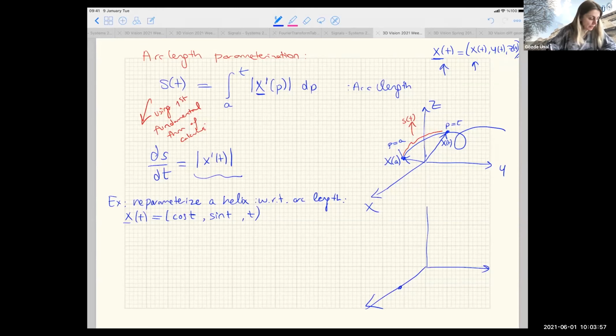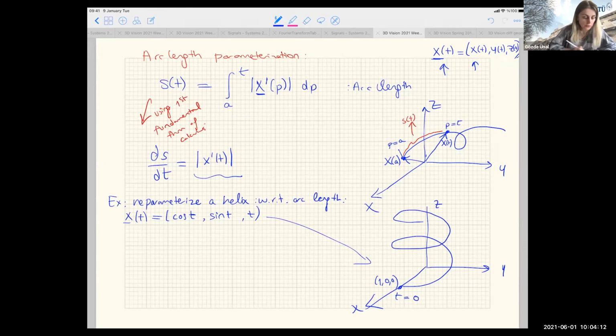So start from maybe some t equals 0, and just look here, from t equals 0 it would start from the point 1, 0, 0, right? X, Y, Z. And it would do something like this, right? This is a helix curve. Continue until, don't know, where the parameter ends. And let's take the derivative. X prime of t is minus sine t, cosine t, 1.